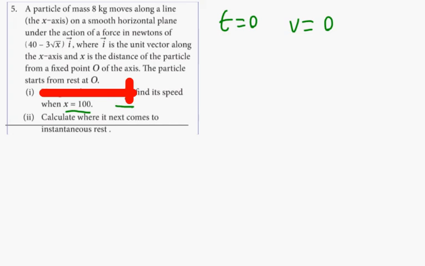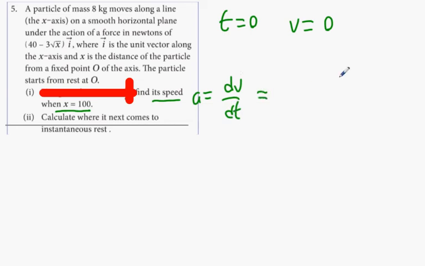How would you know not to use dv/dt? Why would you not use a equals dv/dt? It wants its speed related to its distance. Speed related to time isn't going to get the job done. So you go to option B.